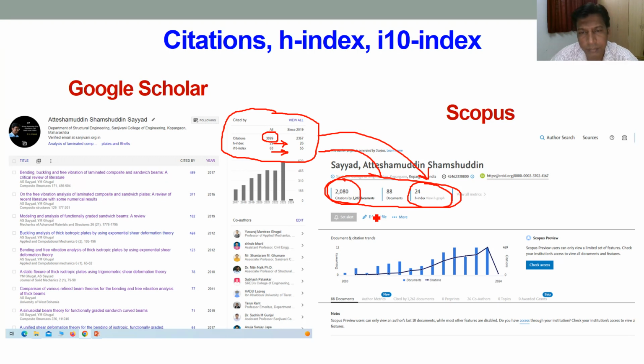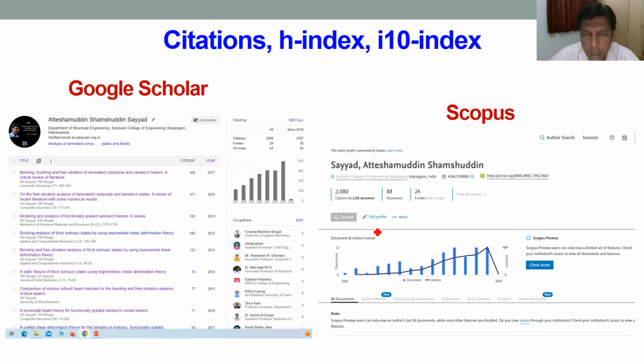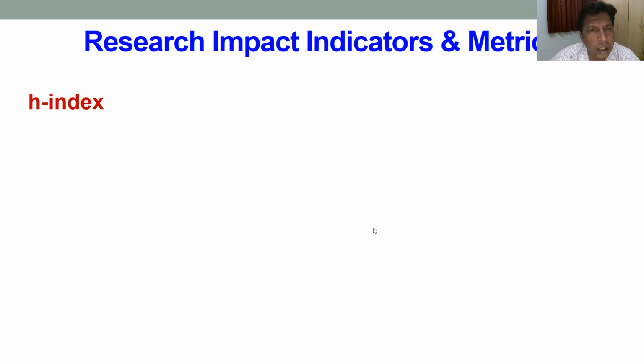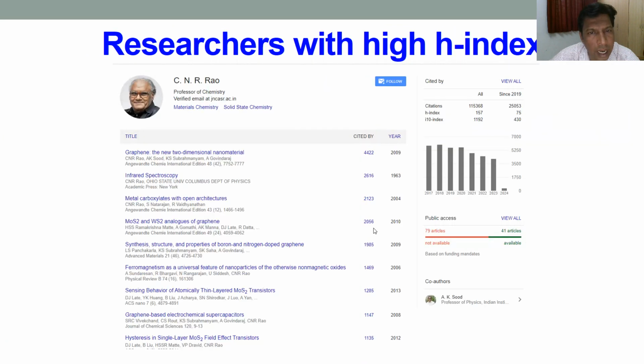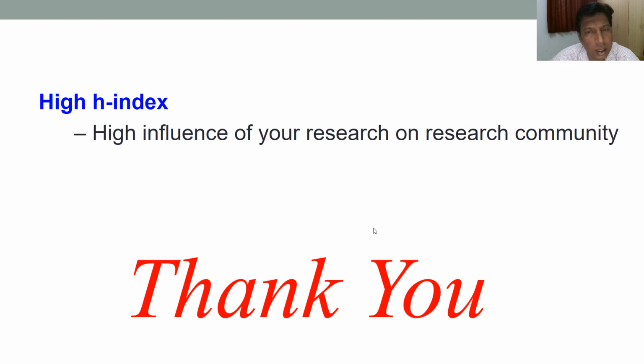So at the end we can close this with the remark that if your H index is high, your impact on society and on the research community is very high. So an author with a high H index is always considered a highly influential researcher in society.